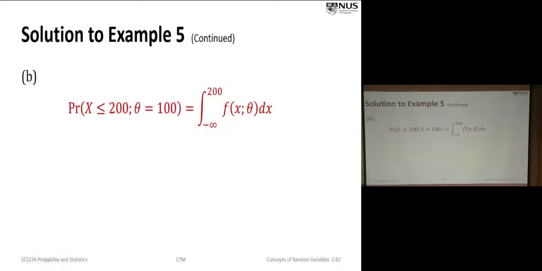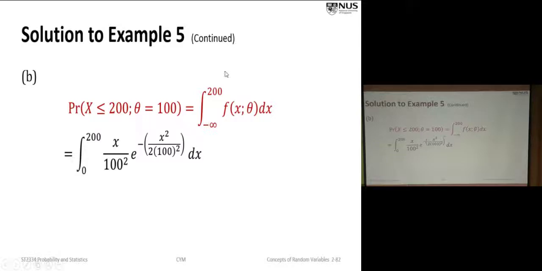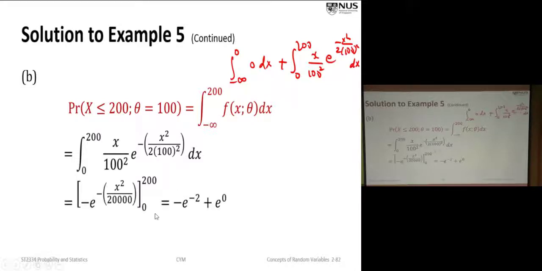So we're asked to find the probability of x less or equal to 200. So we integrate from minus infinity to 200, which can be written as integrate from minus infinity to 0 plus from 0 to 200, x over 100 squared e to the power minus x squared over 2 times 100 squared dx. So you just repeat what we just did. So differentiate this part will give you this.